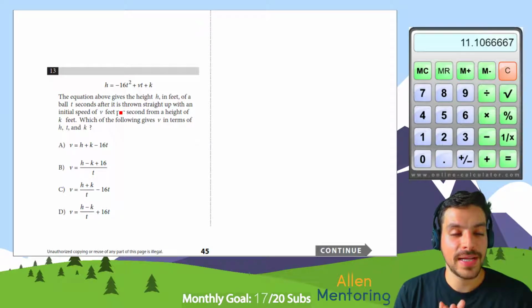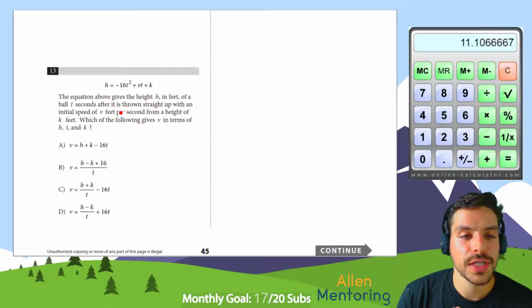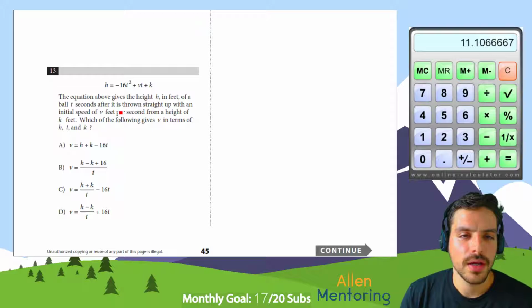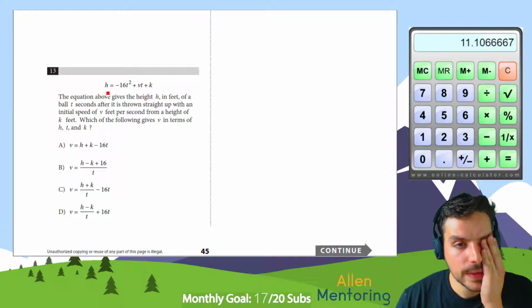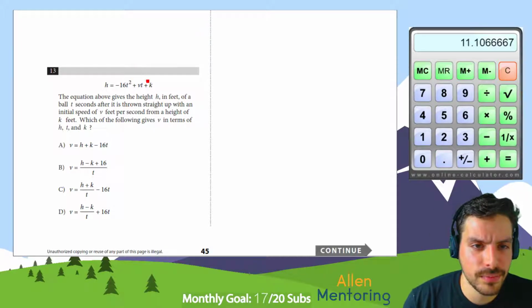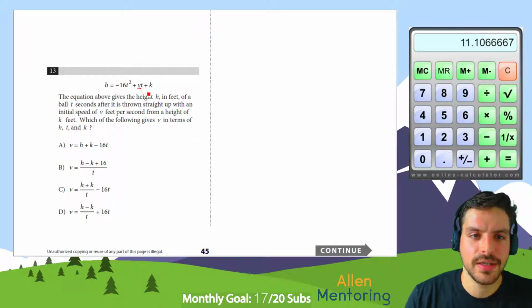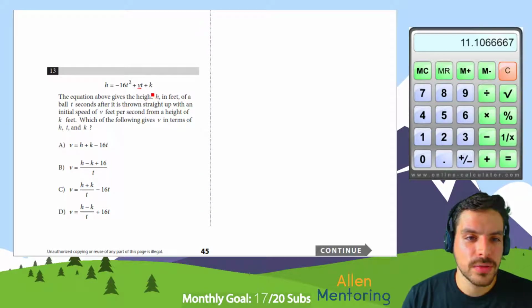All right, so pay attention to each of these questions and try to do them on your own without my help. So 13. The equation above gives h in feet of a ball t seconds after it's thrown straight up. Initial speed of v per second. Okay. Which of the following gives v in terms of h, t, and k? So really, we don't need to even know what any of this means. All right, all we're trying to do is isolate v, which is a problem that we've done maybe 10 times already. Okay, so what are we going to do?